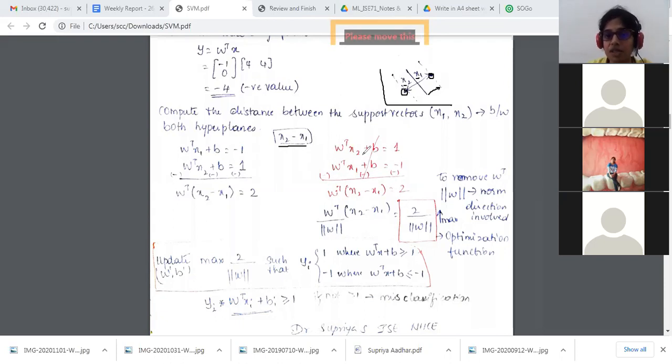Now I know the equation of this line, and I know the equation of this line as well. All three equations of the parallel lines, I know them: the hyperplane and the two parallel lines. Now I'll take the two parallel lines. W transpose x2 plus b is equal to 1. Why 1 over here?